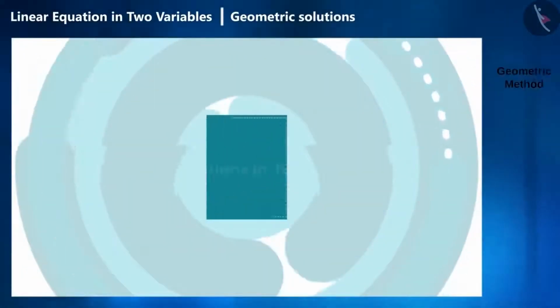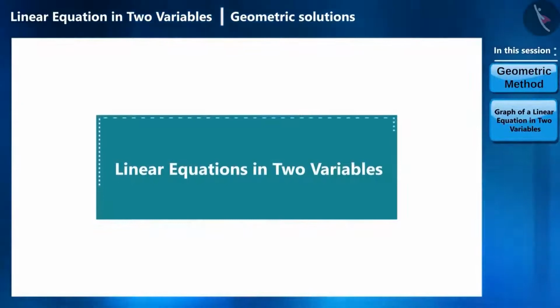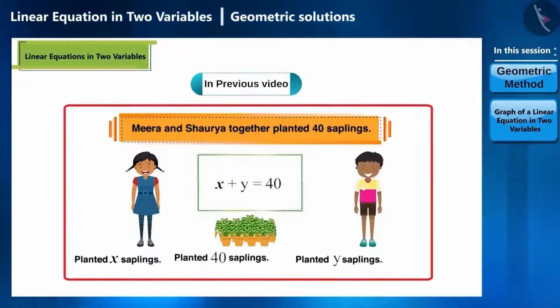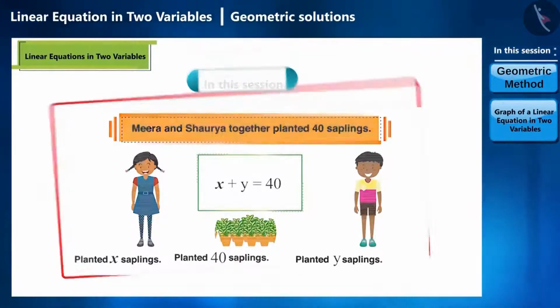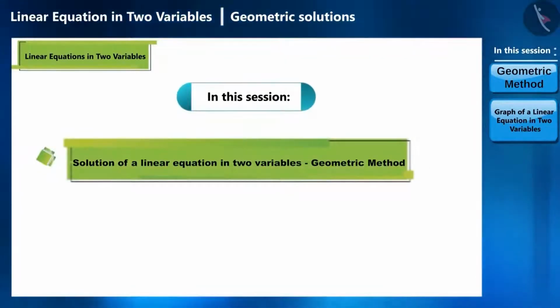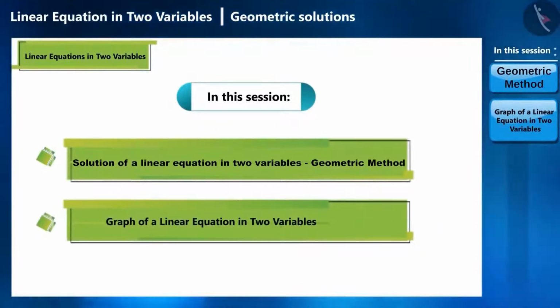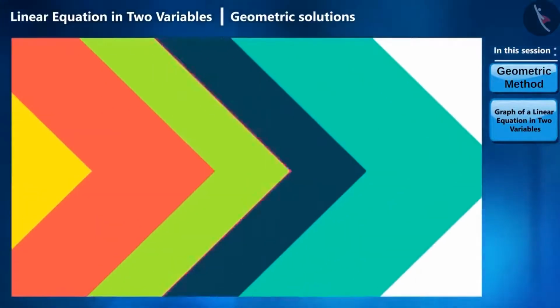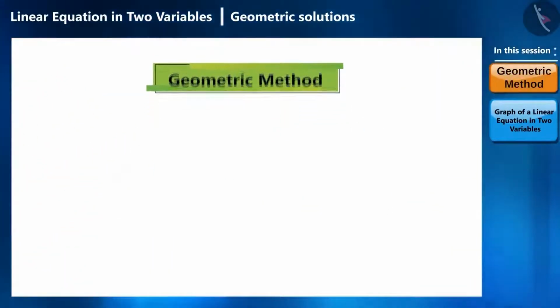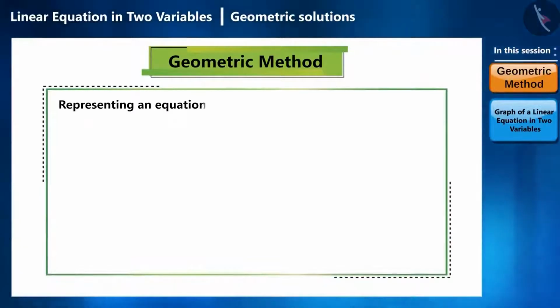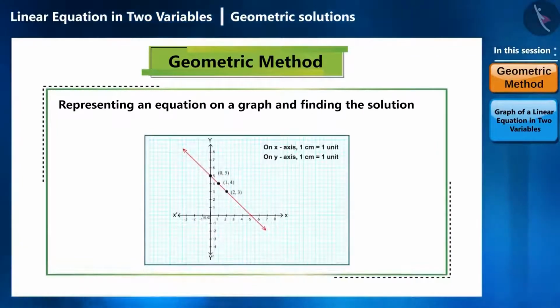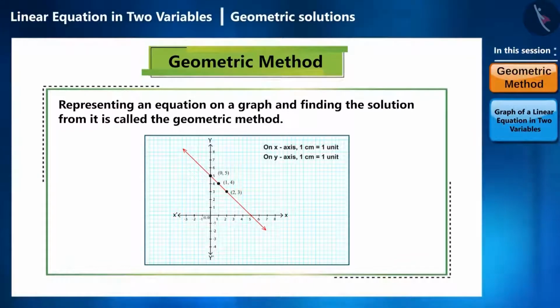Hello friends, welcome to this video on graph of linear equations in two variables. So far we have obtained the solutions of equations by the algebraic method. In this session we will learn how to find the solution of a linear equation in two variables by the geometric method as well as to represent them on graph paper. Let's understand what is the geometric method. When we represent an equation on a graph, it is said to be represented in the geometric form, and the method of finding the solution from the graph is called the geometric method.